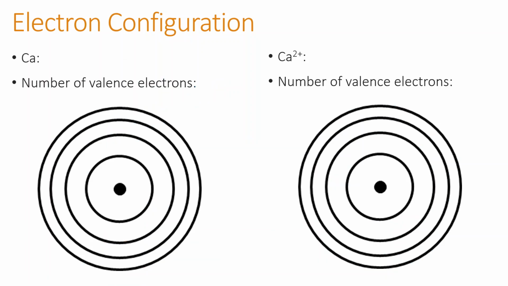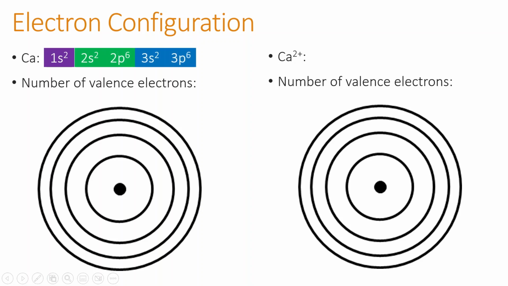So now let's take a look at calcium and calcium plus 2. So I want you to pause the video and go ahead and write the electron configuration for just calcium. Go ahead and do that now. So calcium has a total of 20 electrons. So its configuration is going to be 1s2, 2s2, 2p6, 3s2, 3p6, 4s2.